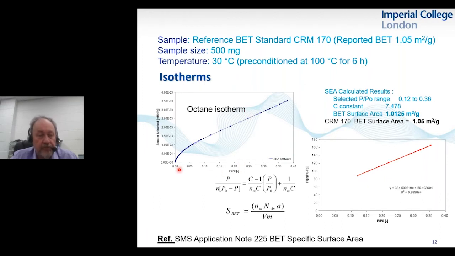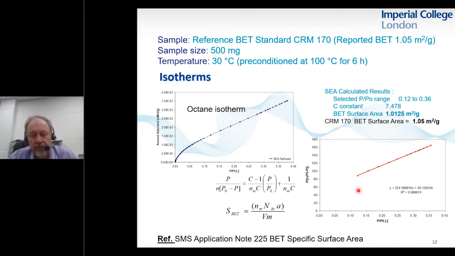This is P/P0. This is the amount adsorbed. I take the BET model, I linearize it, and here's my BET analysis. And I get a result of about 1.02 meters squared per gram, and the official result is 1.05. So within experimental error, I'm getting the same result using octane at 30 degrees as I would get using nitrogen at 77 Kelvin. So that's something which is nice to know.